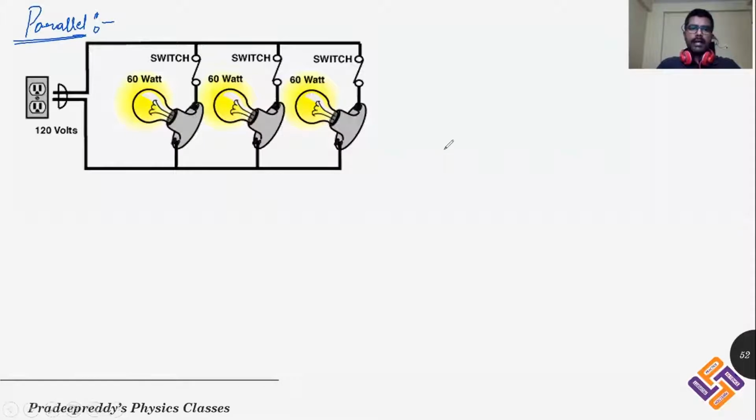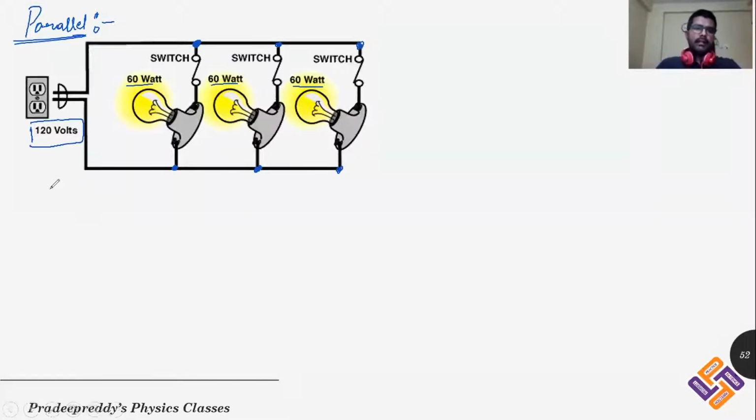Coming to bulbs connected in parallel, we have three bulbs of the same wattage: 60 watt, 60 watt, 60 watt. The positive of the battery and the negative of the battery are connected to all of the bulbs. The terminals of the bulbs are connected between the same positive and negative. Therefore, the voltage provided is 120 volt. Voltage across the first bulb is 120 volt, across the second bulb it is 120 volt, across the third bulb it is 120 volt.